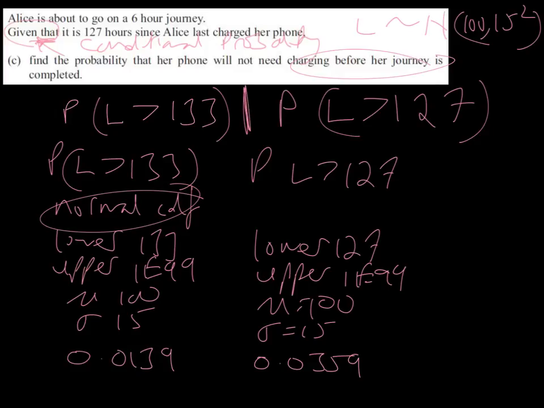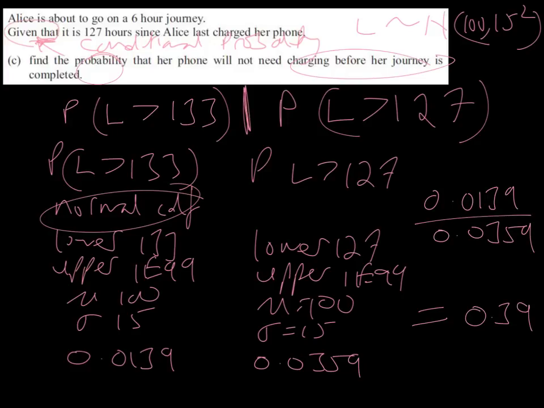0.0359. So in order to find the conditional probability that the phone does not run out on her journey, given it's already lasted 127 hours, we're just going to divide those. So that is going to be 0.0139 divided by 0.0359, which is going to give you your final probability of 39%.